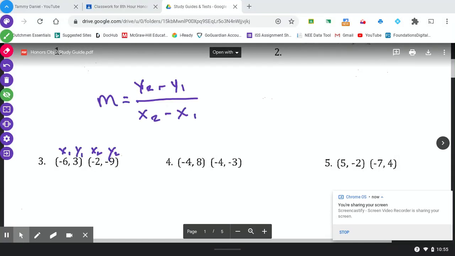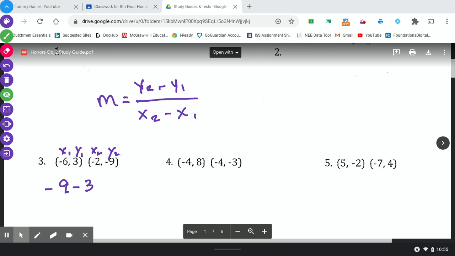All right. So here's questions 3, 4, and 5. If we use this equation that we talked about earlier, and we establish that this is x and y1, this is x and y2, the second set of numbers, we can just plug those in. So we should have -9 minus 3 divided by -2 minus -6.